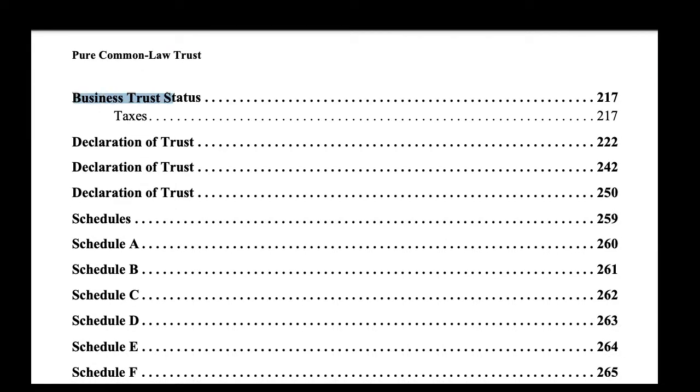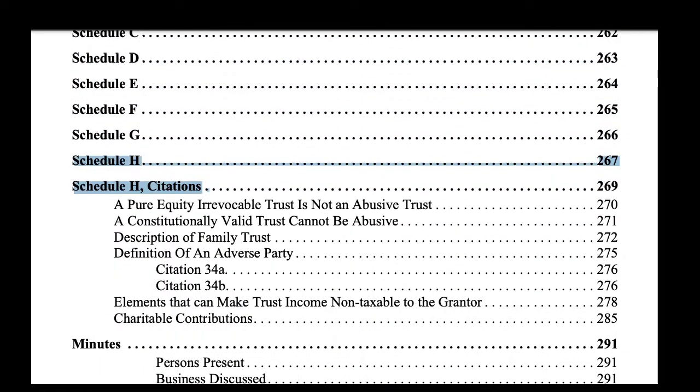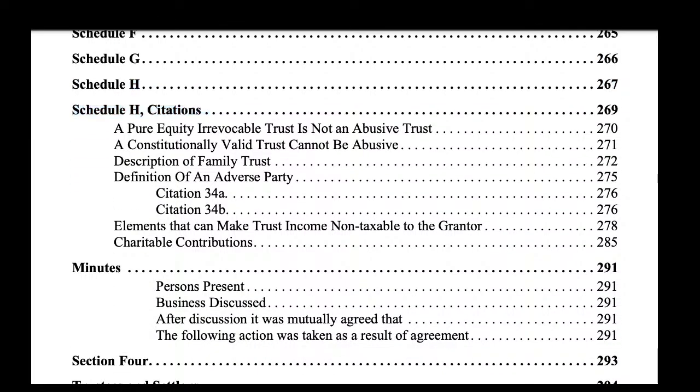We're going to look at business trust status, taxes, declaration of trusts, and we'll have some schedules A, B, C, D, E, F, G, H, and citations. We have here pure equity irrevocable trust is not an abuse of trust. A constitutionally valid trust cannot be abusive. Description of family trust. Definition of an adverse party. Citations for those and elements that can make trust income non-taxable to the grantor. Charitable contributions, and then the minutes.